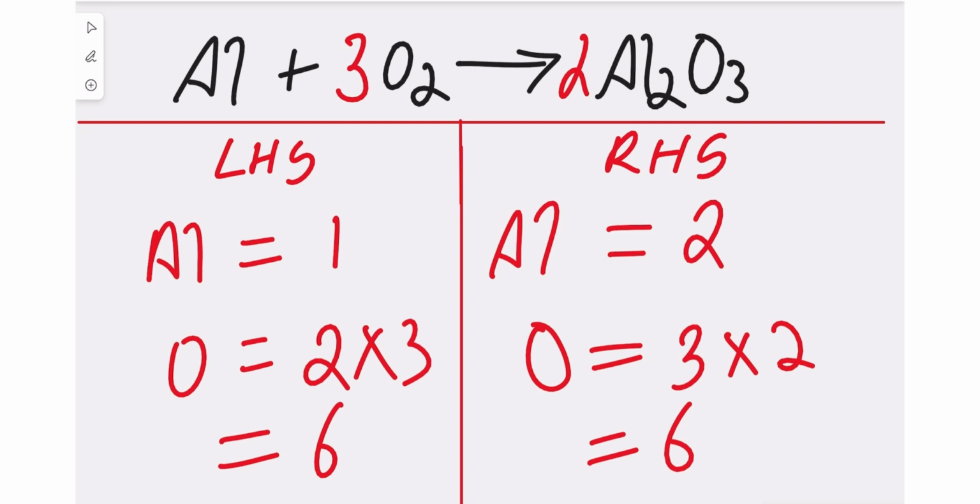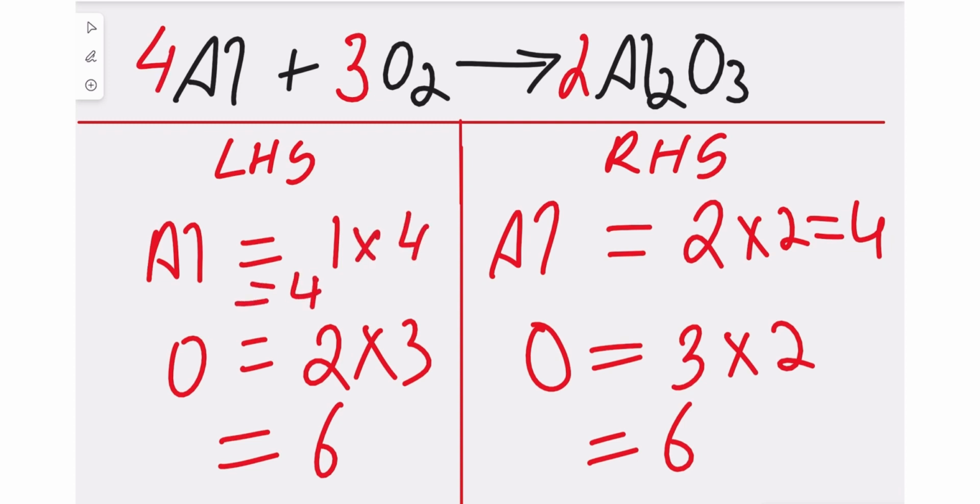Now we're going to go forward to the Al atoms, which is aluminium. So 2 into 2 is equal to 4. So to balance the aluminium atoms on the left hand side, we're going to be adding a 4 in front of Al, which is going to be making it 4. So this equation is also balanced. So today we've done 4 equations in one video.